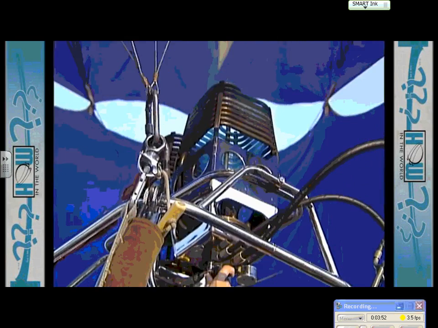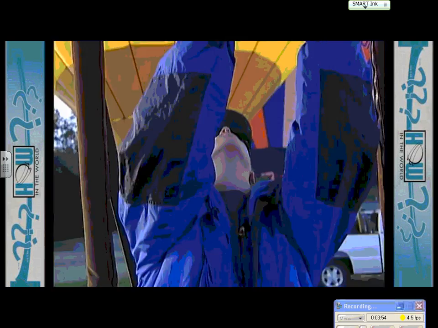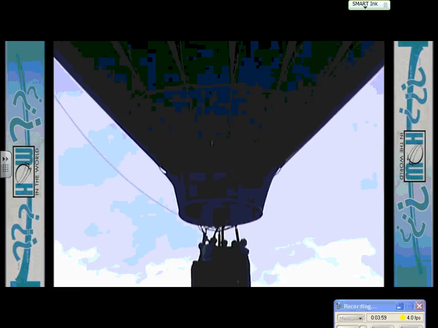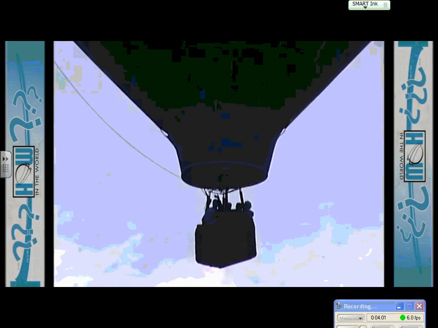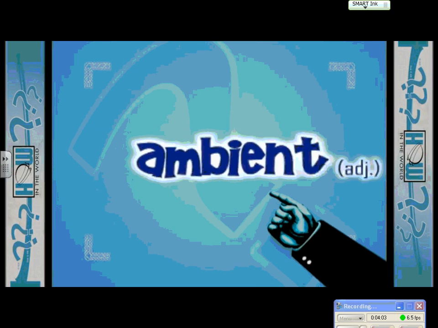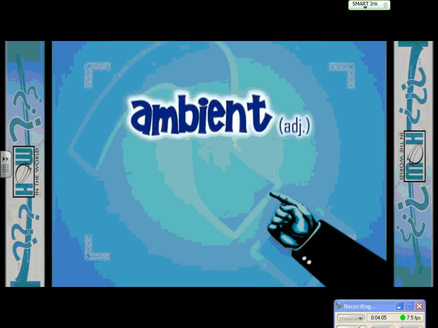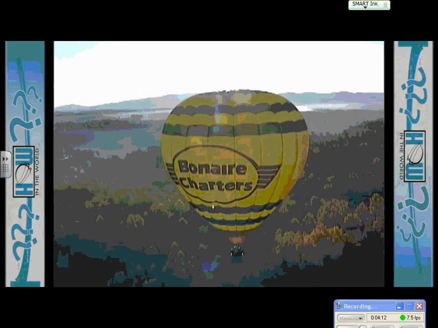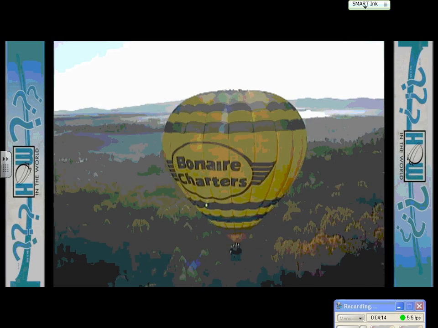How about 212 degrees or so? That's the temperature the water begins to boil. The burners continue to fill the balloon with heat until the ambient air is hot enough to lift it off the ground. Used as an adjective, the word ambient means surround, encircling. In the balloon's case, the surrounding air is heated up to cause lift.